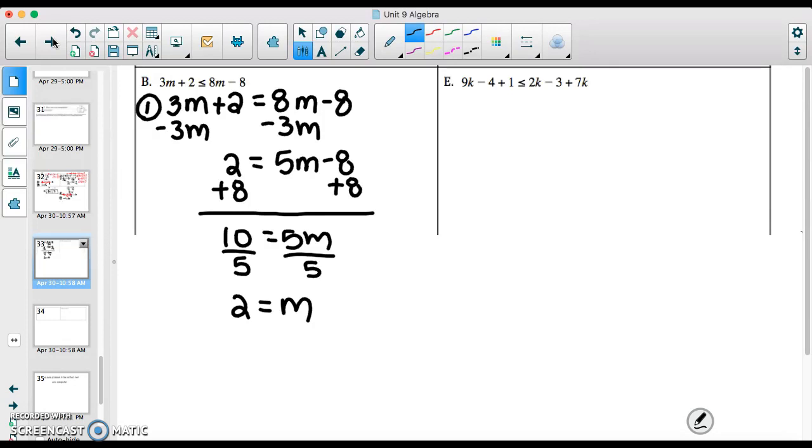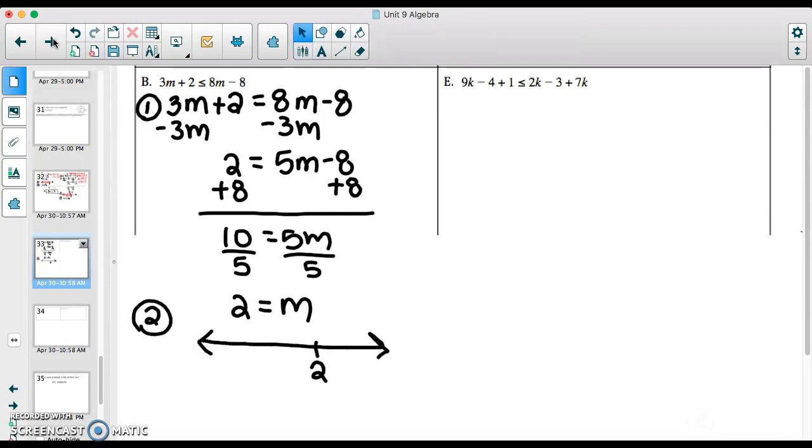So I get a boundary point of 2. My next step would be to put that on a number line and figure out if it's filled in or dotted. Because it's a less than or equal to, I want to include it in my solution, so I'm going to fill it in.